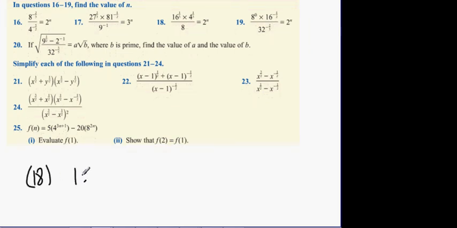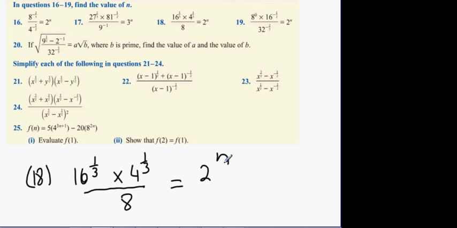18 is 16 to the power of a third. Everybody see that? Multiply by 4 to the power of a third as well. And all divided by 8. Now, it wants the answer as 2 to the power of n.